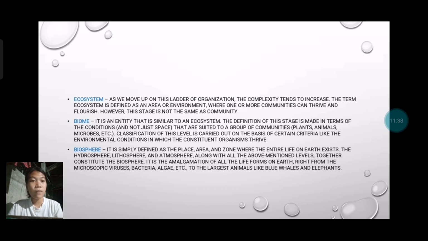It is simply defined as the place, area, and zone where the entire life of Earth exists. The hydrosphere, lithosphere, and atmosphere, along with all the above-mentioned levels together, constitute the biosphere. It is the amalgamation of all the life forms on Earth, right from the microscopic viruses, bacteria, algae, etc., to the largest animals like blue whales and elephants. So now let us proceed to the trophic levels and energy flows.